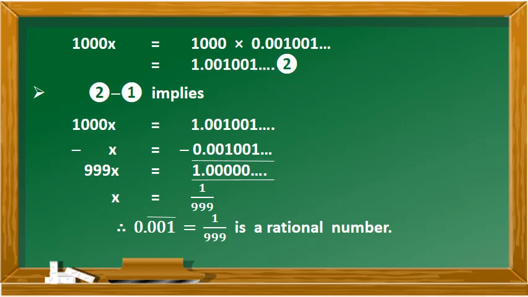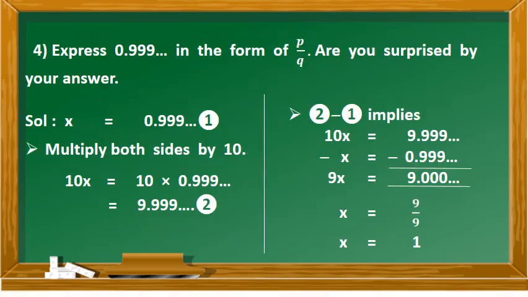That is, 999 is multiplied by x on the left hand side. When it comes to the right hand side, it becomes the denominator, that is, it gets divided. Therefore 0.001 bar is equal to 1 by 999, which is a rational number.